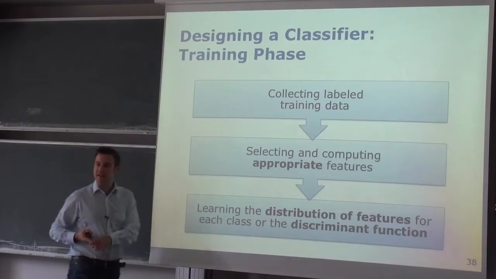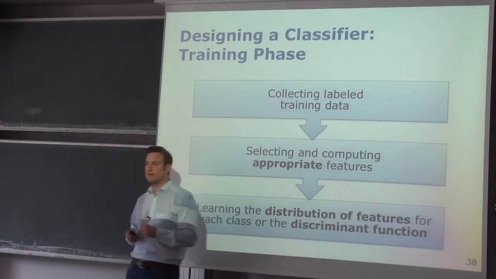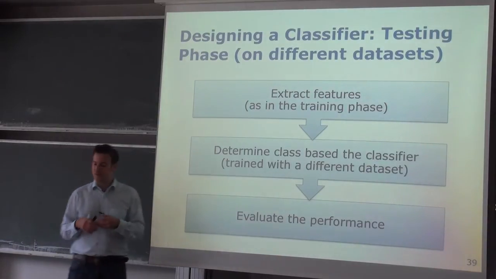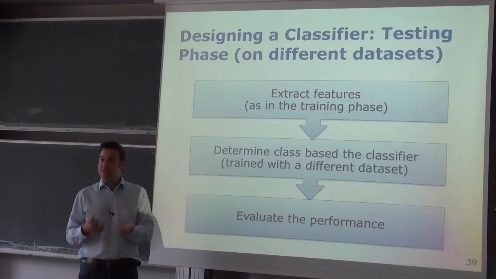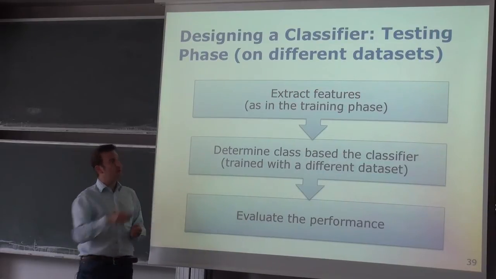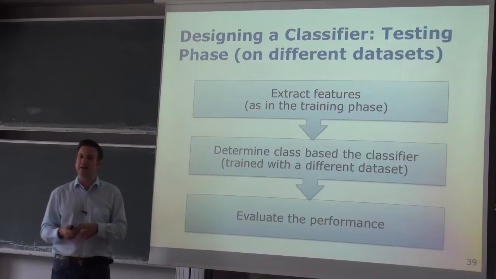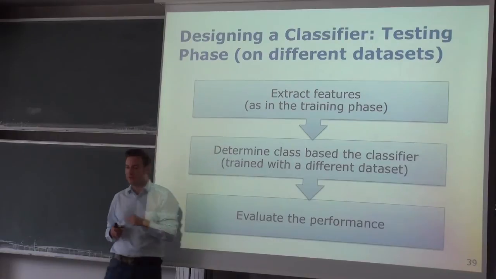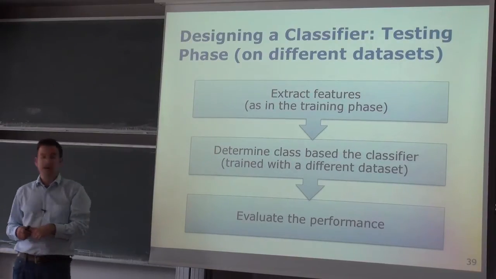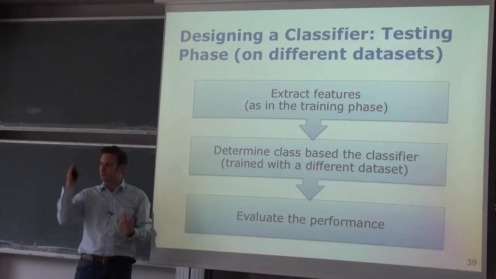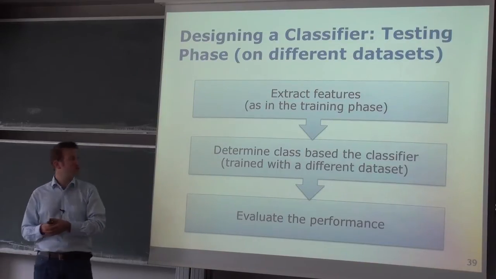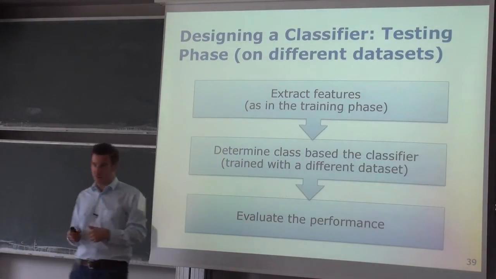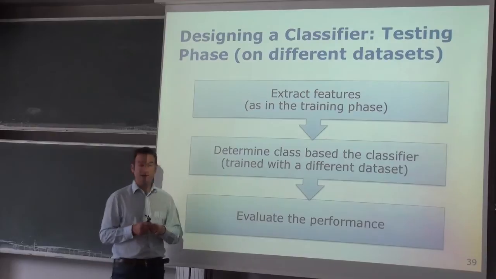So we have given training data, and we learn this distribution or this function. Then what we often have in practice is a testing phase, also called validation phase. So we have a new data set. So on a different data set, or on different data sets, even more, we want to evaluate how well our system works. So what we do, we extract features, actually exactly the same features we extracted in the training phase, and then we use the classifier we learned before, so the discriminative function or our feature distribution, to determine the class of those features. And then we evaluate the performance.